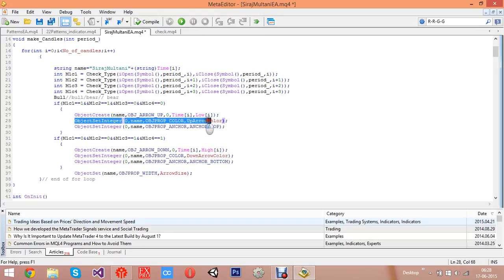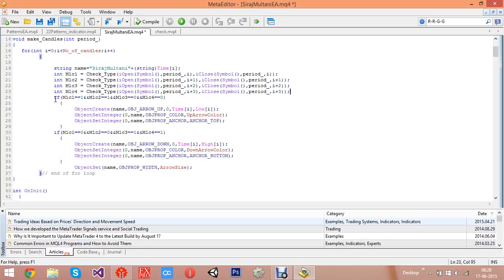These are the functions; you should check them by yourself. I will not be explaining these functions to you, because I would have to go into a lot of detail. So this is the way you can check the pattern at the start of the EA, and similarly this is the second pattern, which says that if a bear, a bear, a bull and a bull pattern is true, then it should generate a down arrow, and I am setting the size of the arrow and the end of the loop.